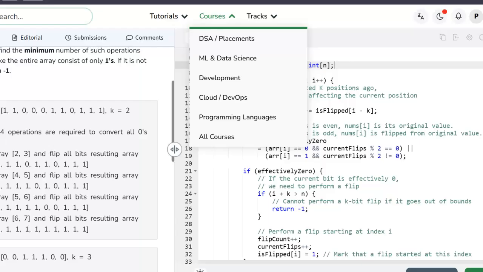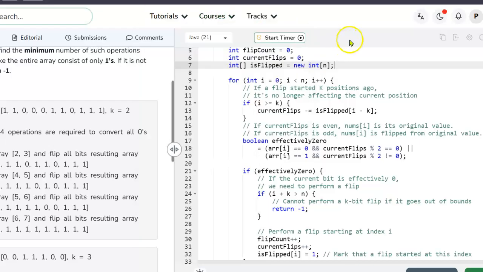All right. Wait a second. Okay, so this has got to get off of there. Okay, we'll go here. We'll go here. All right.